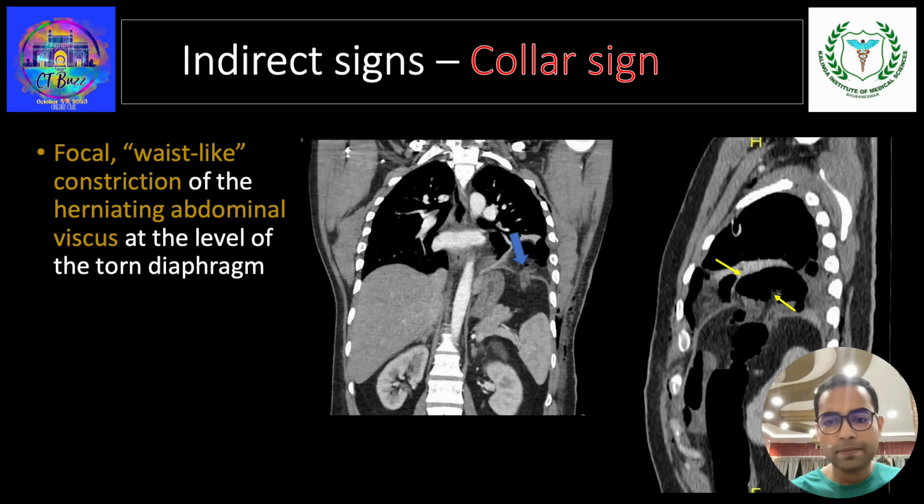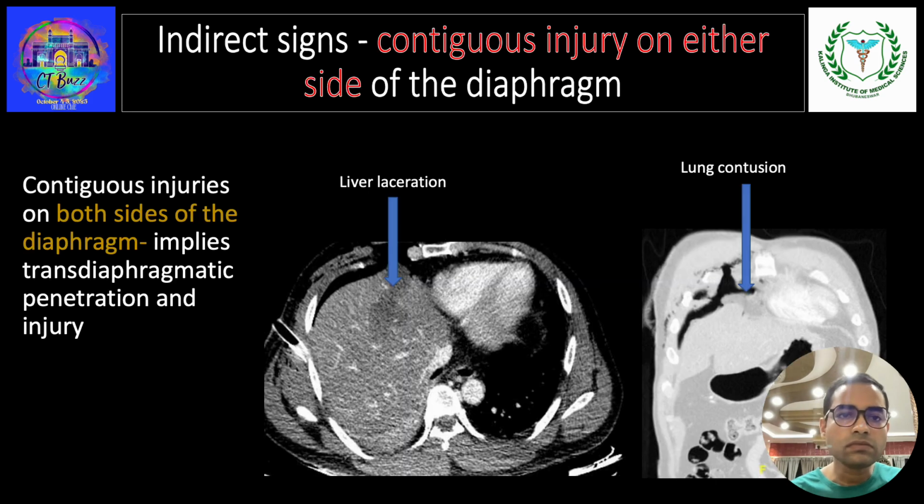Then indirect signs like collar sign: focal waist-like constriction of the herniating abdominal viscus at the level of the torn diaphragm. This is the hourglass sign. It's a waist-like constriction of the abdominal viscus herniating through it. Then indirect signs: contiguous injury on either side of the diaphragm. Contiguous injuries on both sides of the diaphragm imply transdiaphragmatic penetrating injury. Here we can see a liver laceration and a lung contusion.